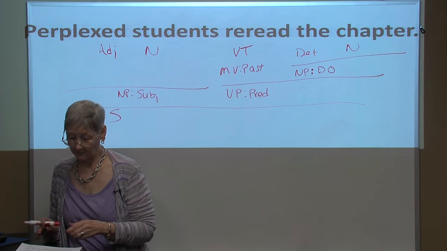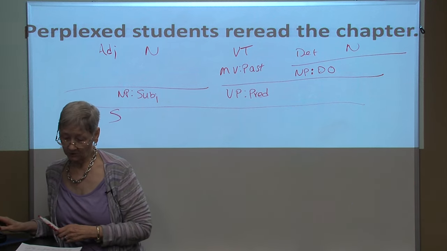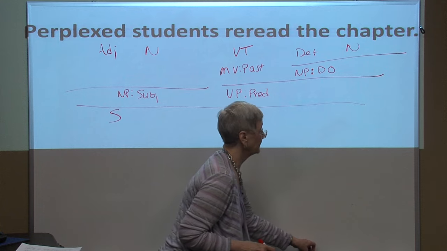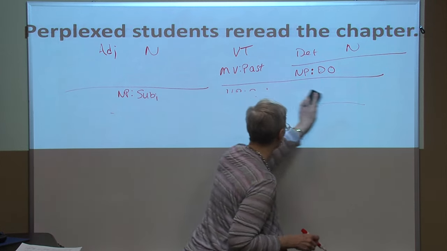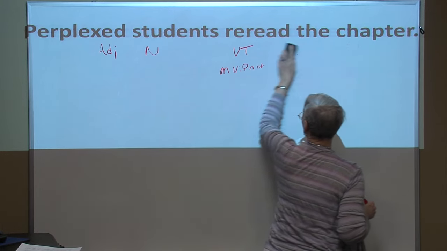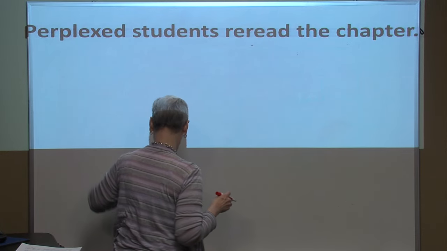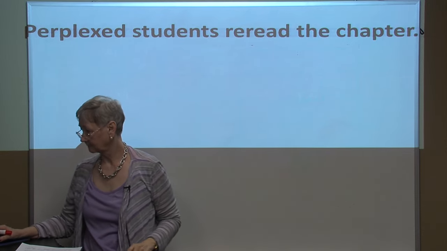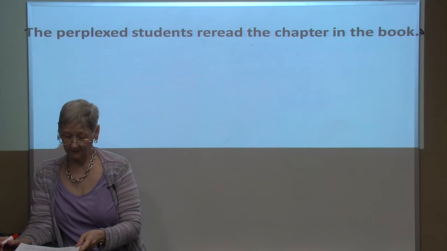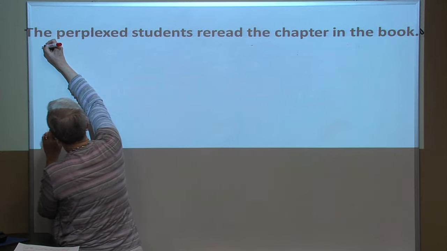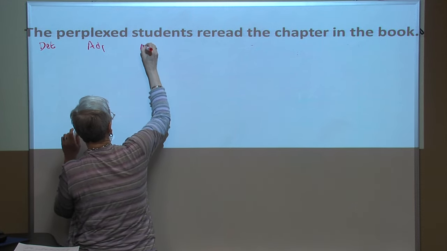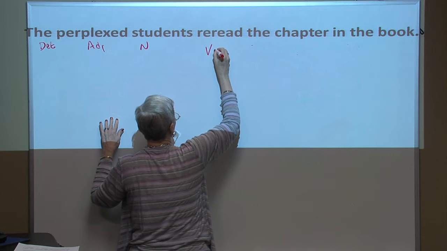The next sentence on page 175 adds a prepositional phrase to the predicate. So let's look at that sentence. We'll review our parsing methodology and see what happens. All right, going from left to right, we'll label the lexical items. The is a determiner. Perplexed is an adjective. Students is a noun. Reread is a verb.